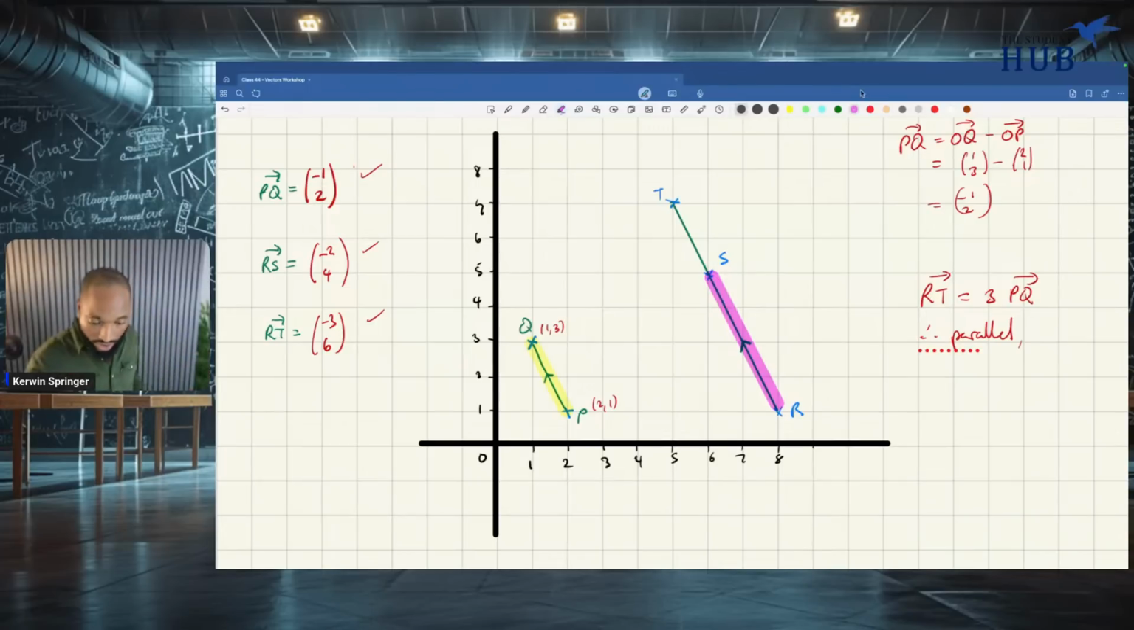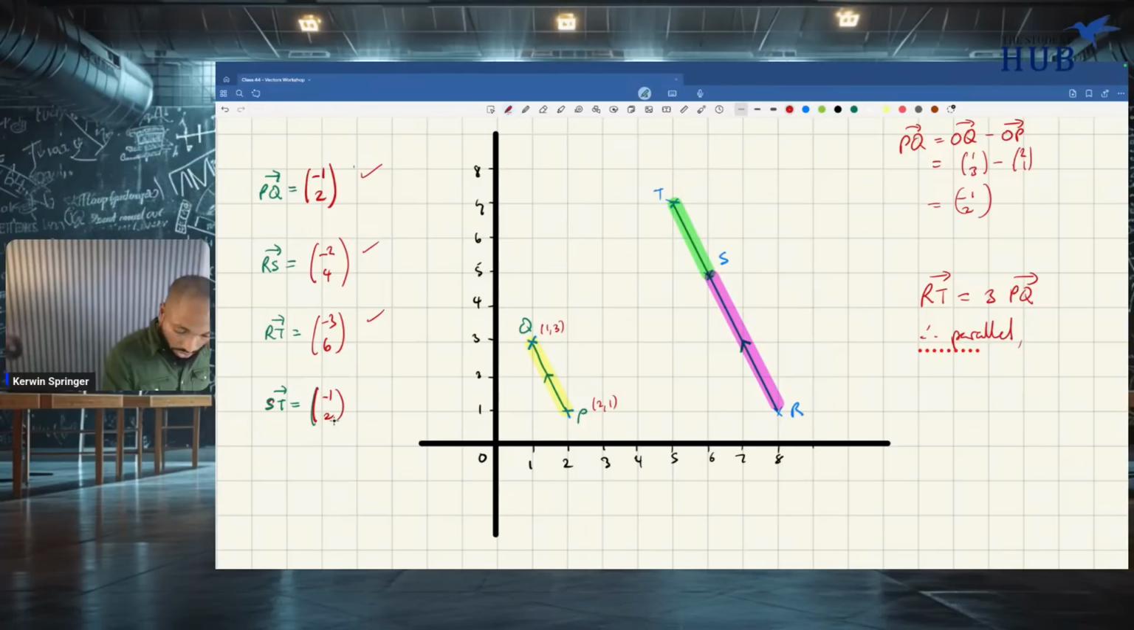How about finding this vector here, ST? ST happens to be the same vector as PQ. If you look at it, ST is -1, 2. That's the same -1, 2 as PQ. It's the same size, same direction, so they're equal. And we can see that if we had the geometric shape, the parallelogram.